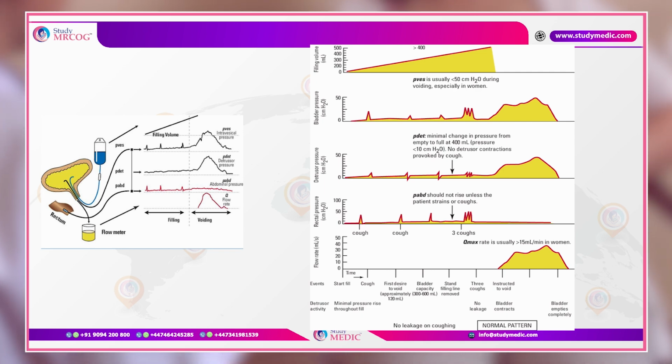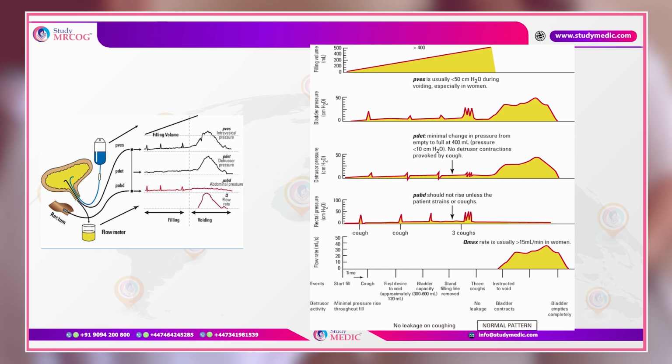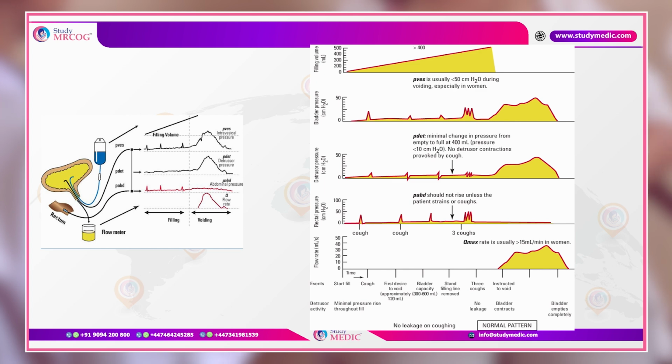Now the three important lines that you have to see on the graph are the bladder pressure or the vesical pressure, which is how much pressure is there inside the bladder. Then you have the abdominal pressure, which is the pressure from the abdominal muscles or any pressure from outside the bladder. And of course, there's the detrusor pressure, which is the bladder muscle's activity.